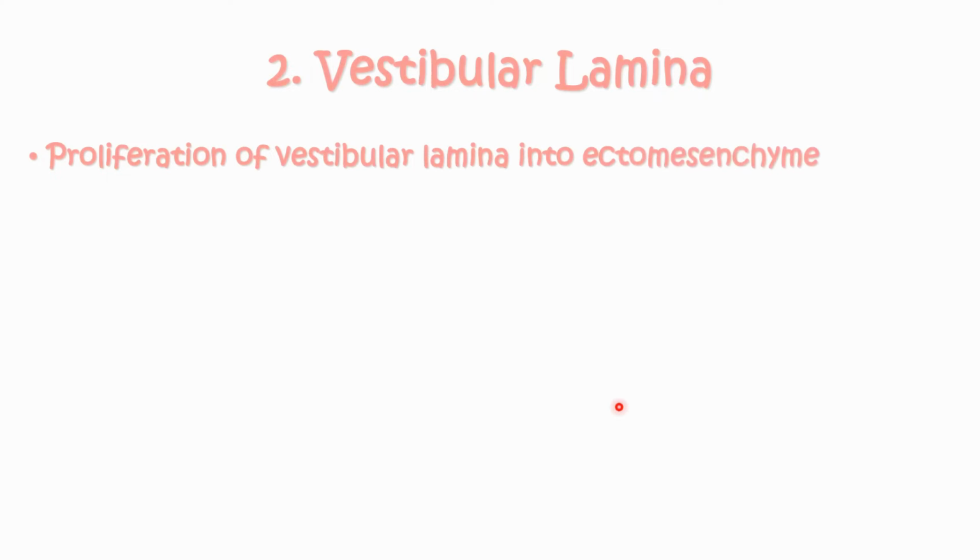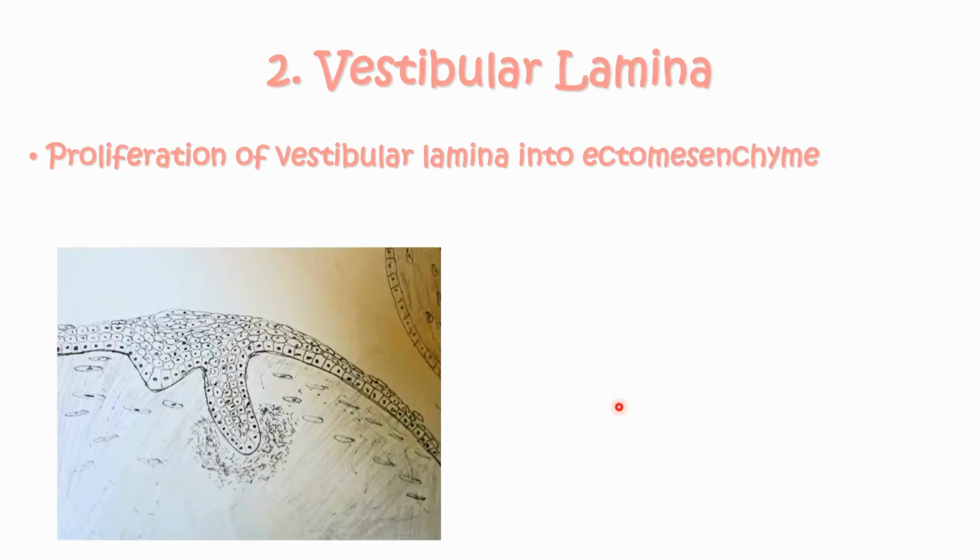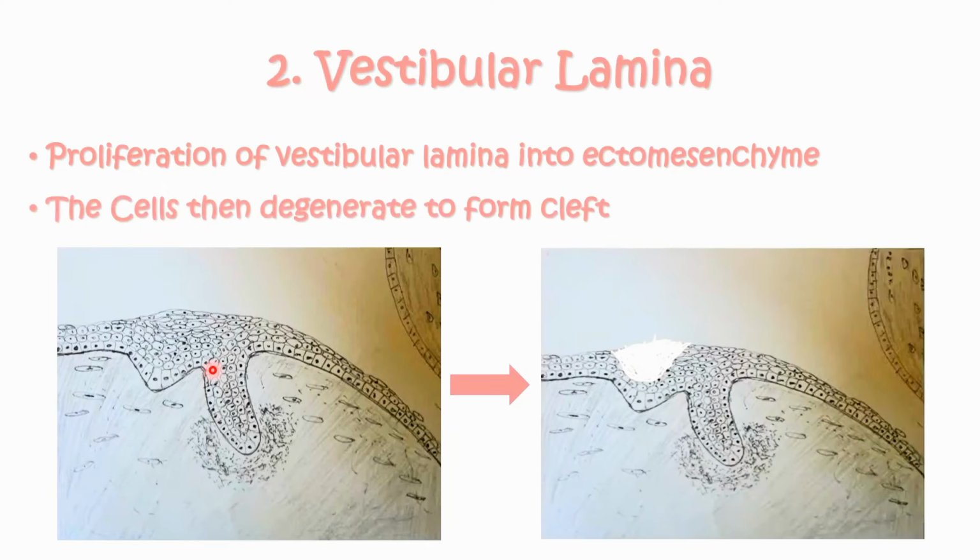Now we will be discussing the vestibular lamina. Initially, the vestibular lamina proliferates into ectomesenchyme as the epithelial cells multiply. Here the multiplication and proliferation take place because there is a space between your dental arch and buccal surface. Because of this, the cells degenerate and form the cleft. You can see this. This forms a cleft. Here the cell degeneration happened and it forms a cleft.